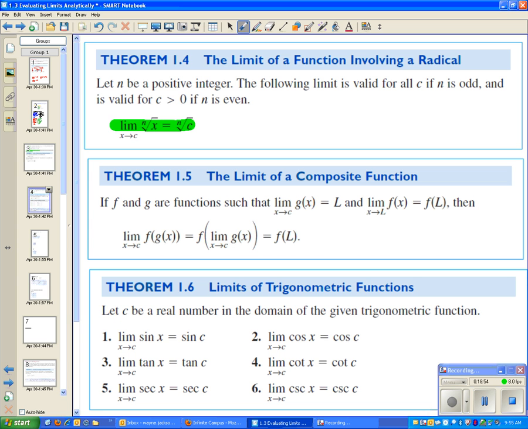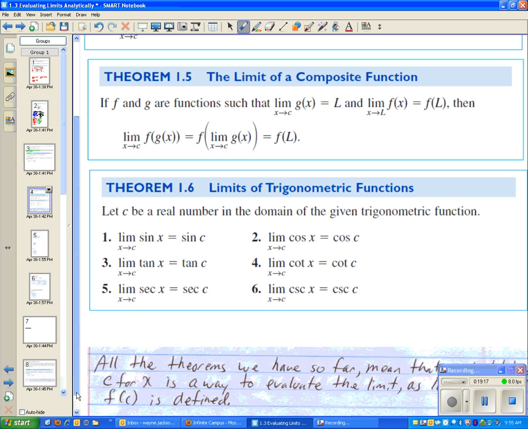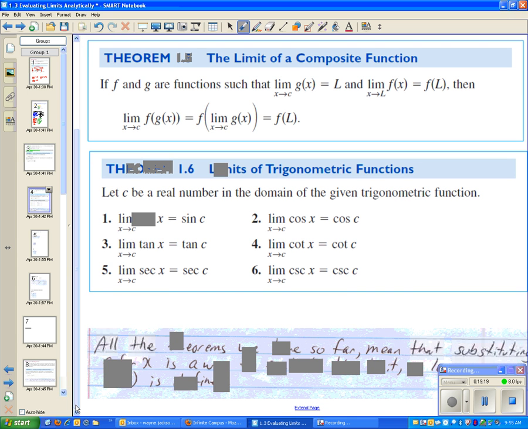And substitution works, well, here's actually a little formula for a composite function. The limit of f of g of x, remember those composite functions, as x approaches c, is f of whatever the limit of g of x as x approaches c is. Okay? Then even more fun. You were wanting to get to trig, weren't you?